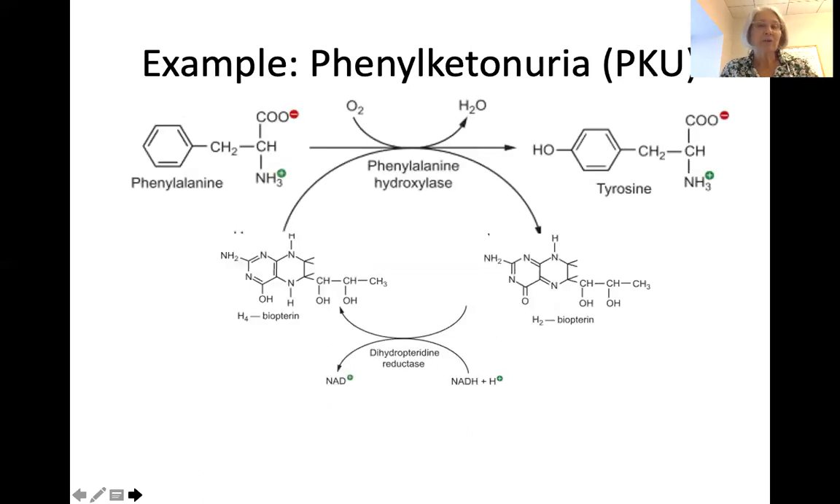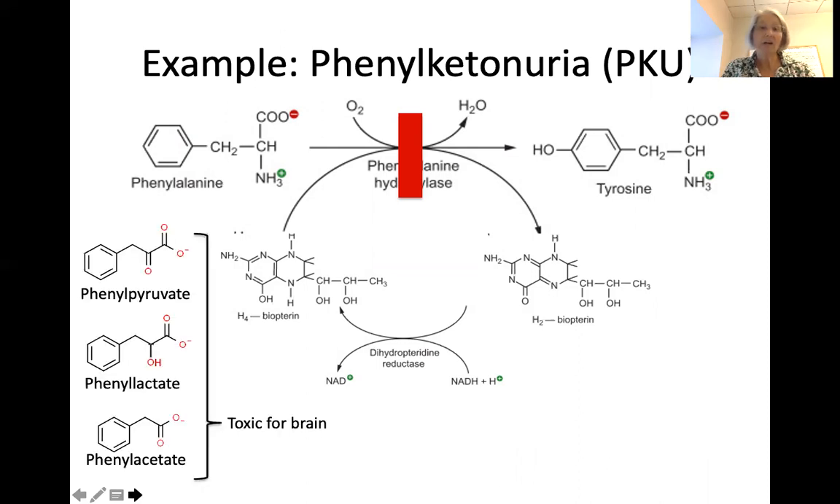Another example is phenylketonuria, or PKU. This is a disease that is caused by a deficiency of phenylalanine hydroxylase, which is required to metabolize phenylalanine to the amino acid tyrosine, shown here. That metabolic block results in an increase of phenylalanine and its other metabolites, phenylpyruvate, phenyllactate, and phenylacetate, all of which are toxic for the brain.